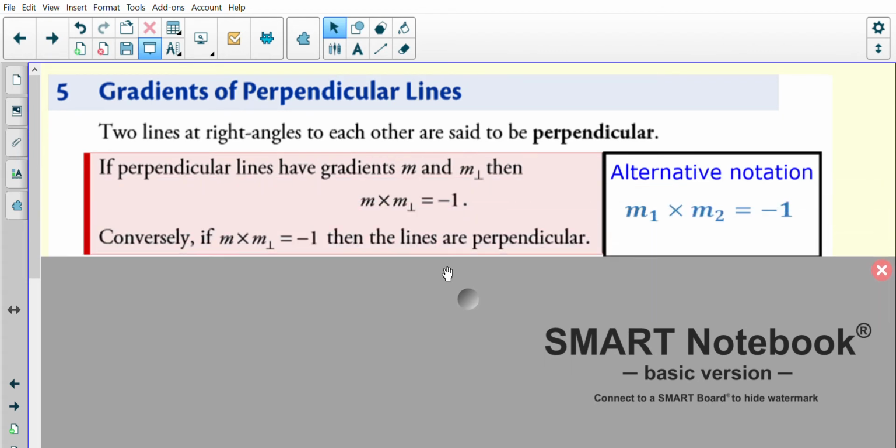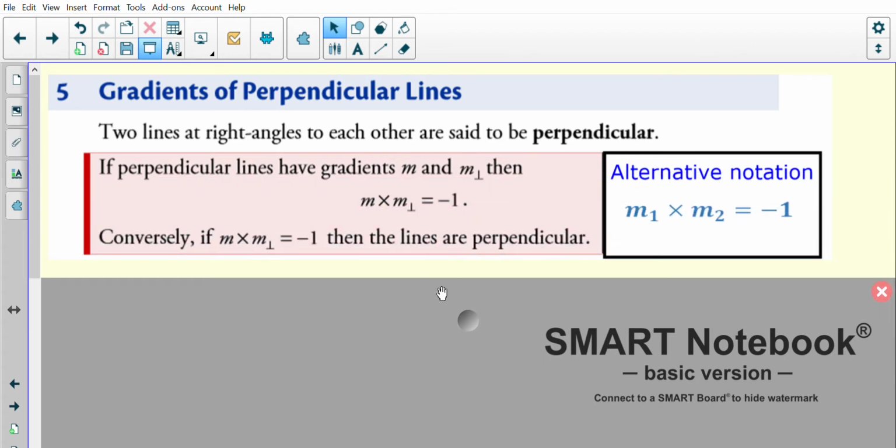As far as the lines that we've been looking at are concerned, if you've got two gradients and you multiply them together, then if the answer comes out to be -1, then both lines are perpendicular to each other. Or if you are looking to find the gradient of a line that's perpendicular, what you need to find is the gradient which, when you multiply it with your original gradient, comes to -1. It's always a wee bit easier when you see examples with numbers.